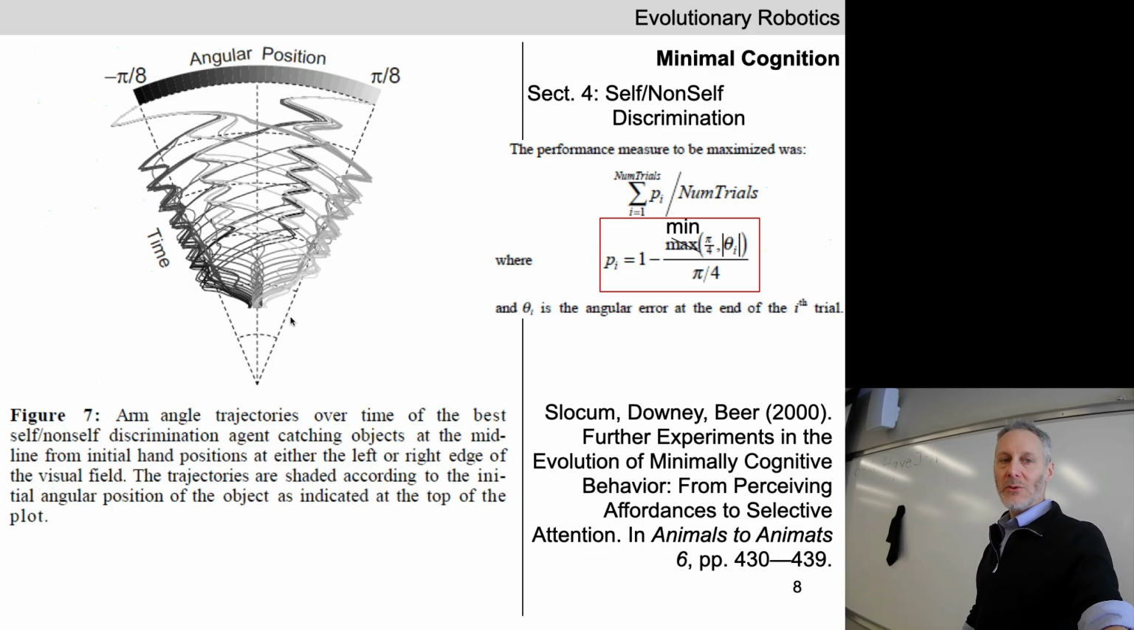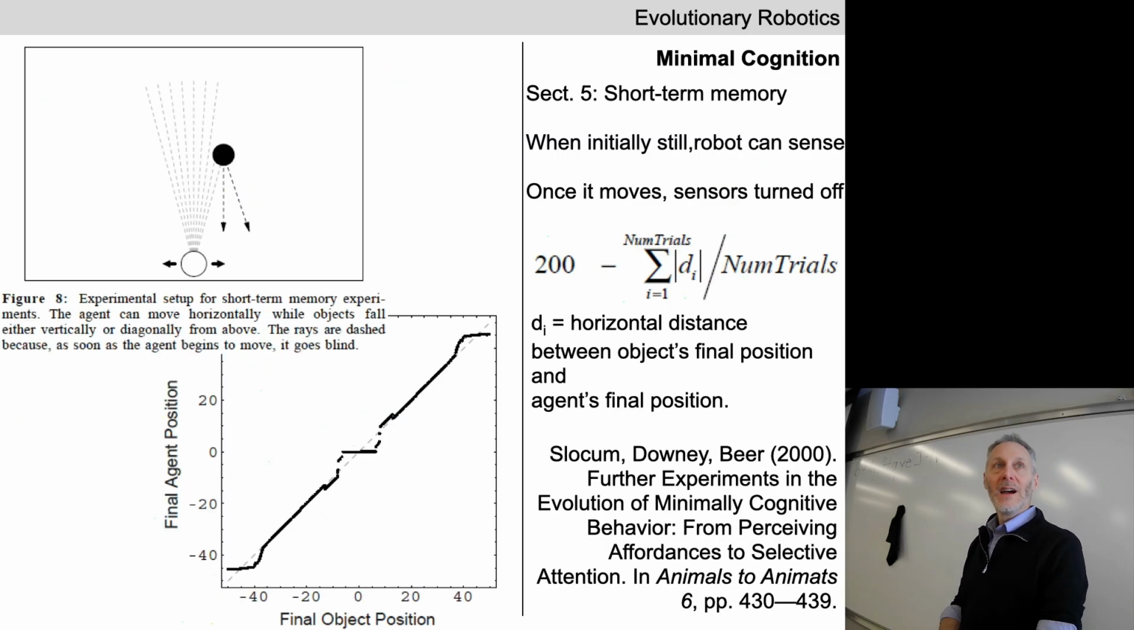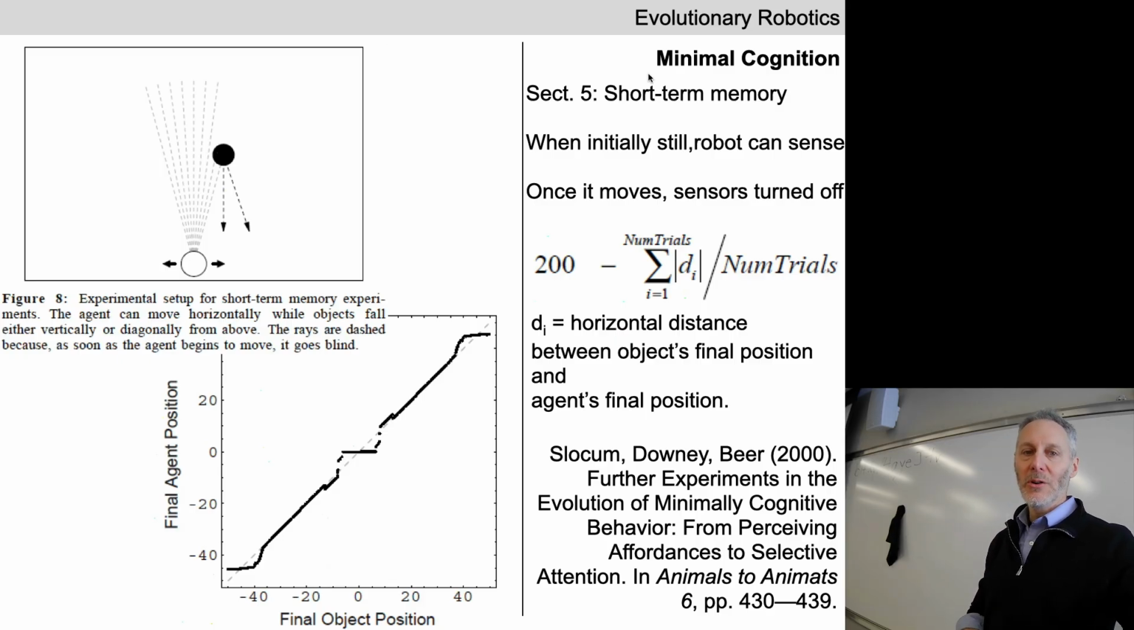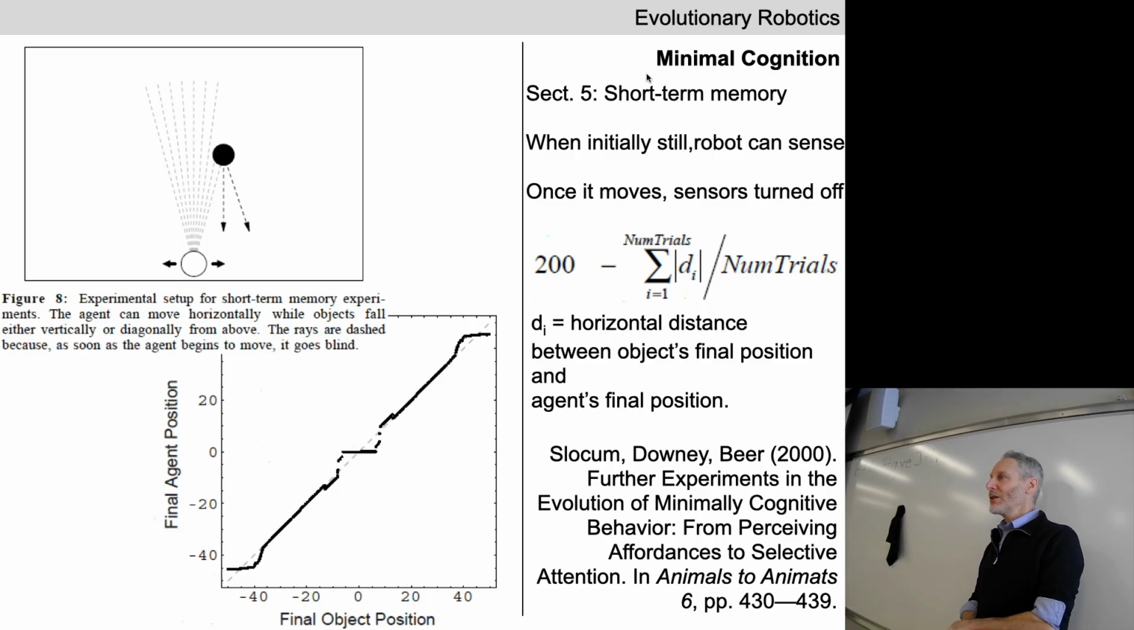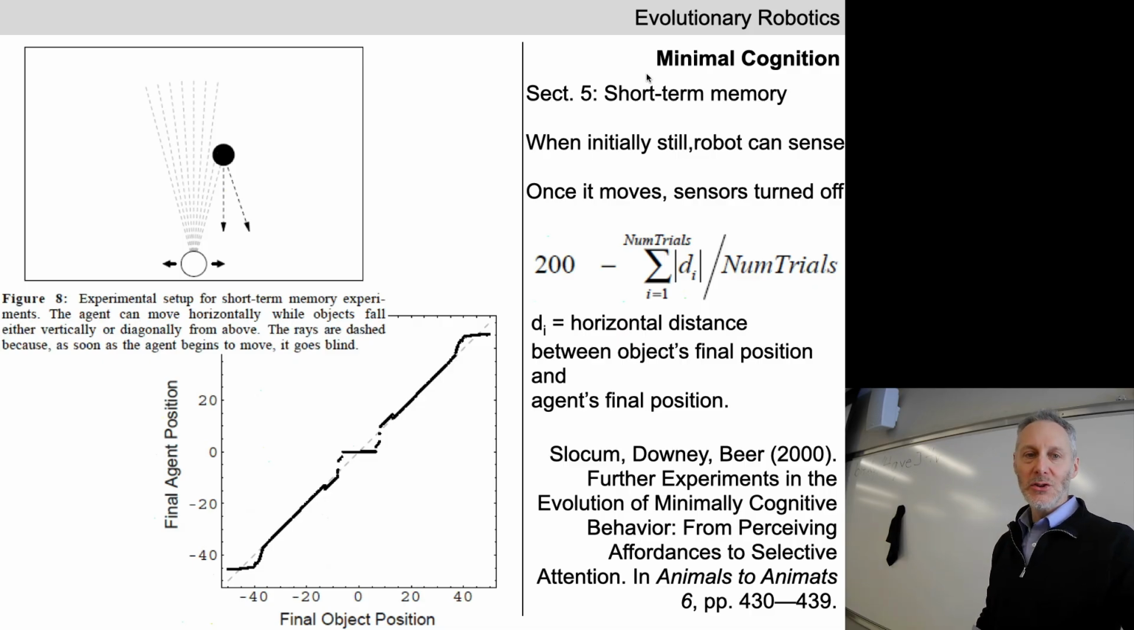Other questions about this one? Okay, this is a fun one. Event number 3, short-term memory. In this case, they're going to evolve the agent to exercise it, to use it. So how do they do that?